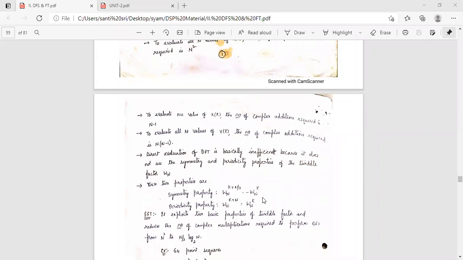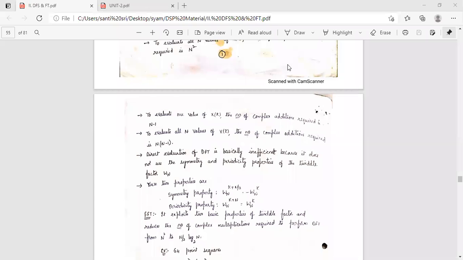So the direct discrete Fourier transform is inefficient because it does not use the periodicity and symmetry properties of the twiddle factor. That's why we will go for the fast Fourier transform. By using the fast Fourier transform, we can reduce the number of computations. In FFT, the number of computations will be reduced when compared with the direct evaluation of discrete Fourier transform, right?